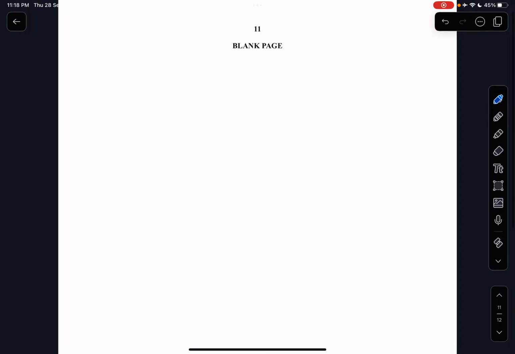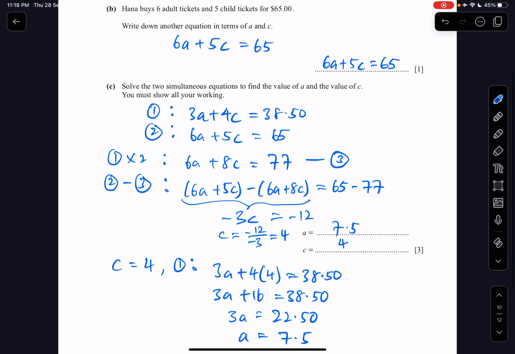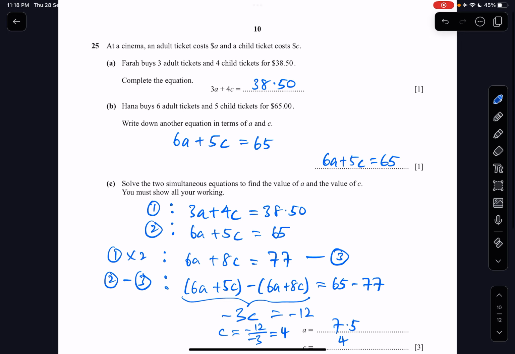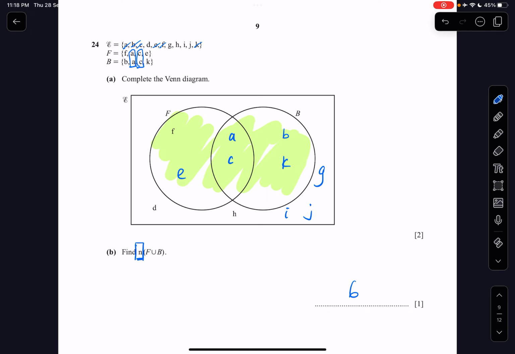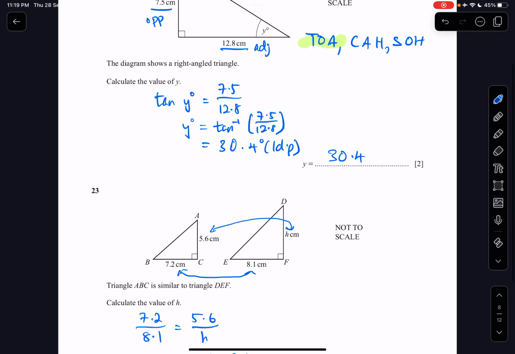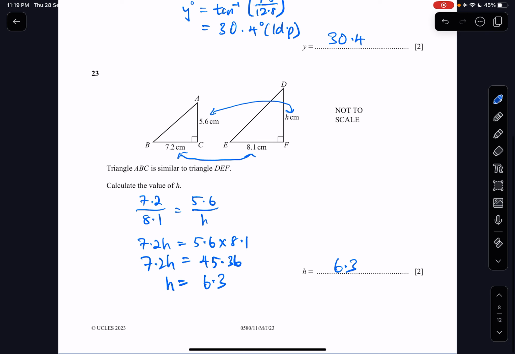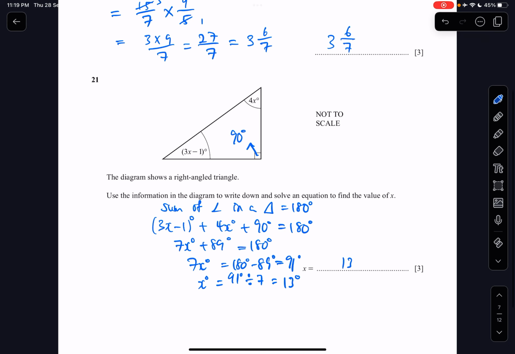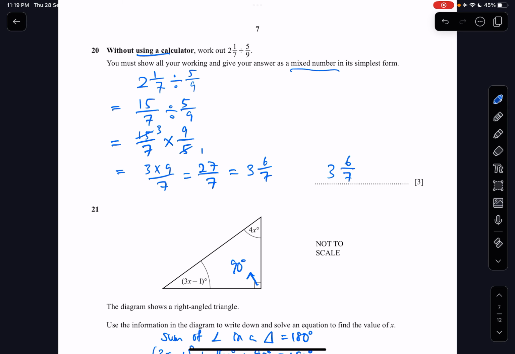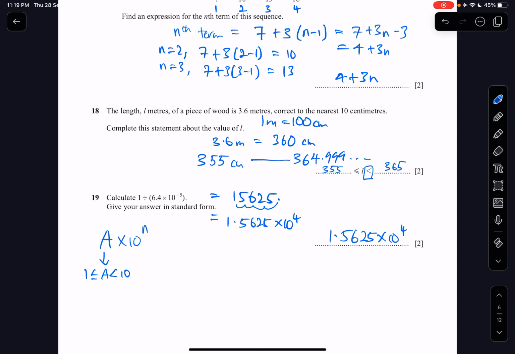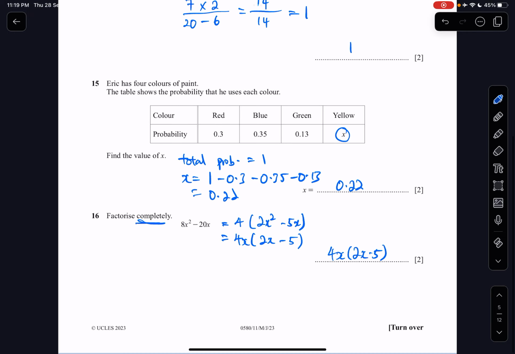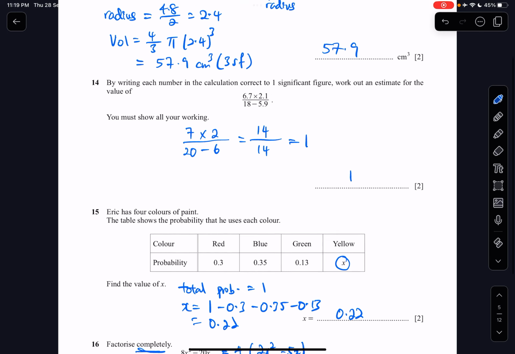Oh, and we have come to the end. Okay, so just a quick walkthrough again. We have simultaneous equation problems. We have a set problem. These have to be a bit more tricky because we are looking for the number and not just the elements. We have trigonometry, similar triangles. We have sum of angles in a triangle. We have a typical fraction problem, number pattern, number sequence, inequalities, rounding, standard form, probability, total probability equals 1.